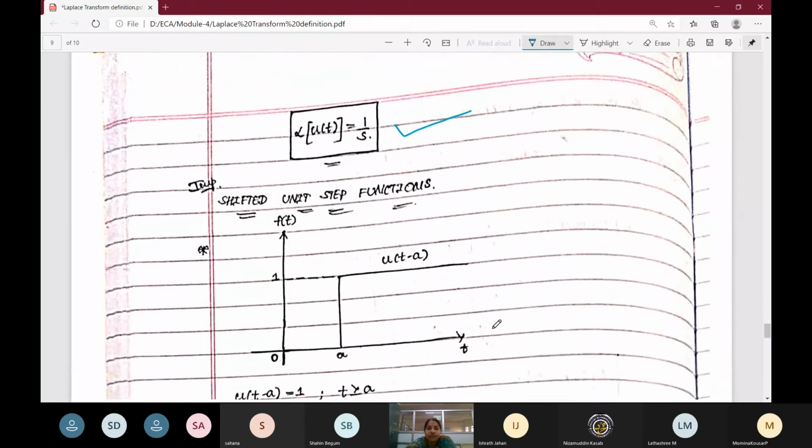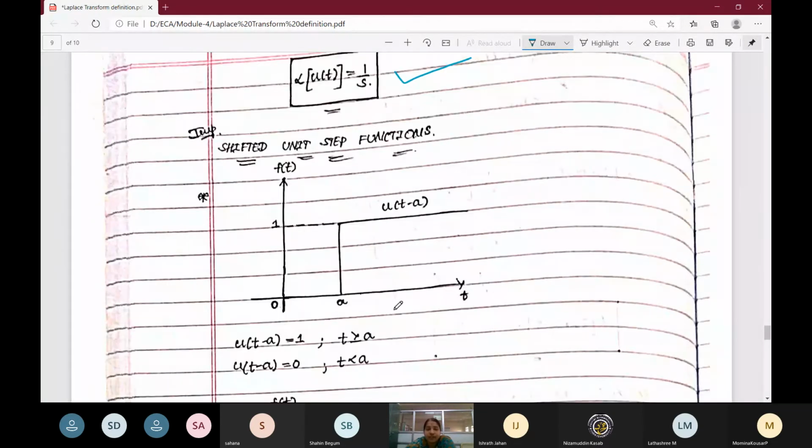Now suppose you think that the unit step function is shifted. It is not starting from 0, it is starting after some point in time, it is starting from a. Then what will be its unit step function?